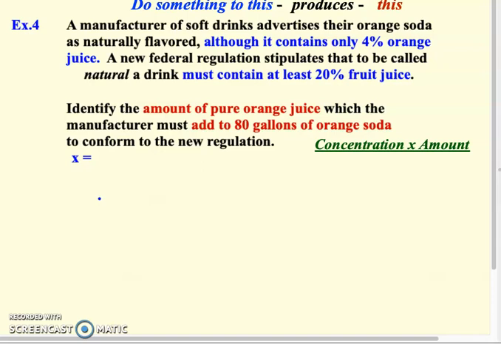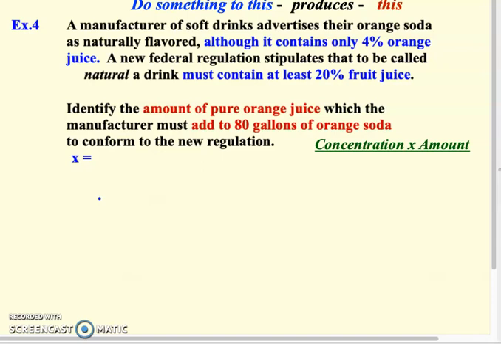This one says, identify the amount of pure orange juice the manufacturer will add to 80 gallons of orange soda to conform to the new regulation. So let's just assume we're in the plant. We got these big vats, 80 gallons of orange soda that are not yet packaged. Let's use those up, change the mixture, and then once that's gone, we can permanently change the mixture and keep our packaging unchanged, save ourselves some money.